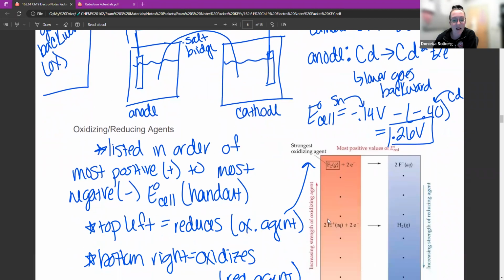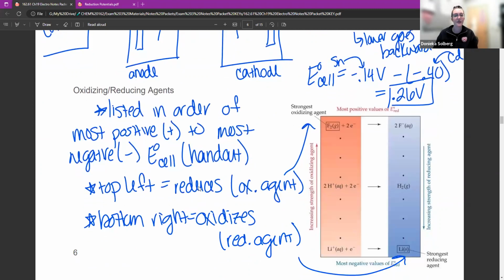So just a note about that list. Remember, they're listed in order of most positive to most negative on that handout. If I give you a question, I don't give you that list. Look at the values. The more positive one is the one that should go forward in the reaction, be reduced. And the one that's lower is the one that's going to go backward.